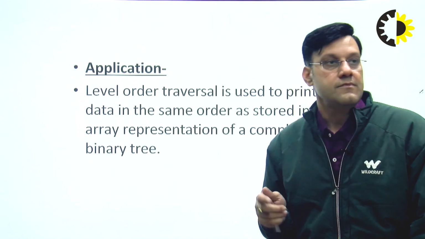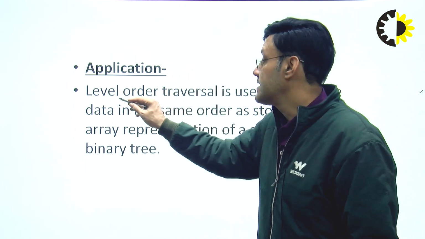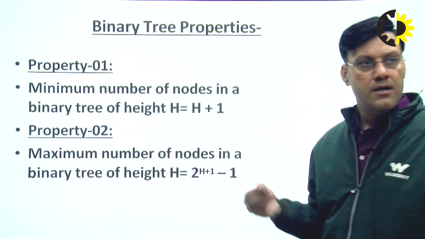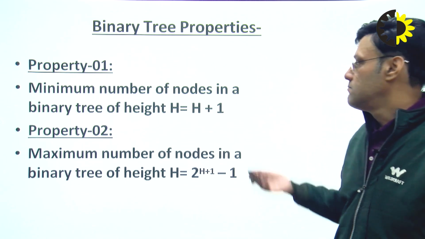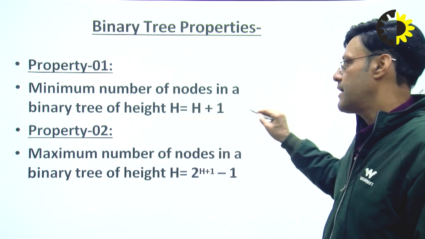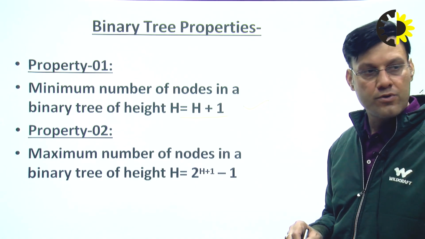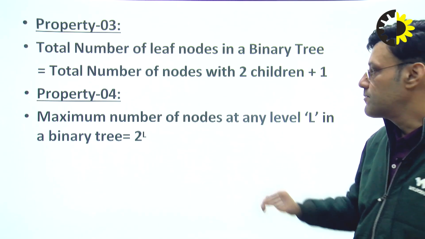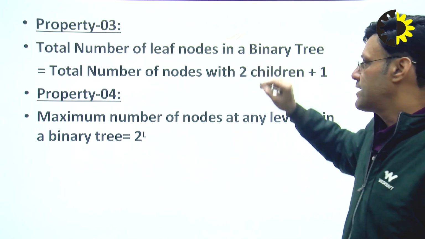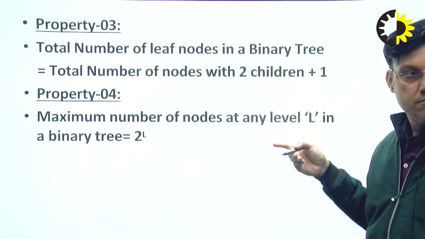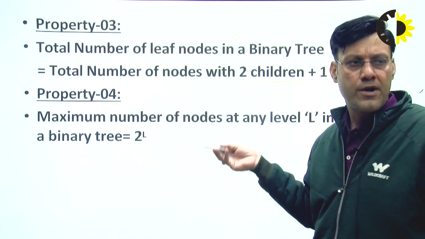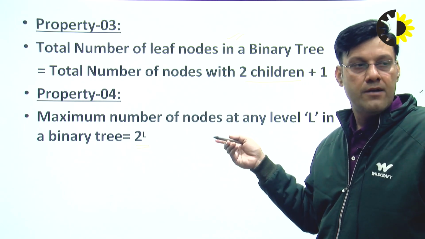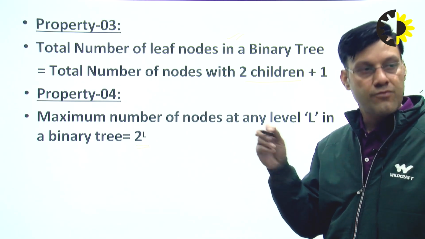Now, what is the application? The application of level order traversal is to print the data in level order. Now the properties. Minimum number of nodes in a binary tree of height h is h plus 1. Maximum number of nodes in a binary tree of height h is 2 to the power h plus 1 minus 1. The third property: total number of leaf nodes in a binary tree is the total number of nodes with 2 children plus 1. These are numerical values which you can calculate. Property 4: the maximum number of nodes at any level l is 2 to the power l. We will come to know how many nodes can exist at most in a binary tree.